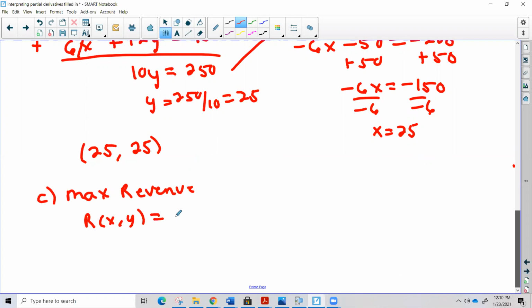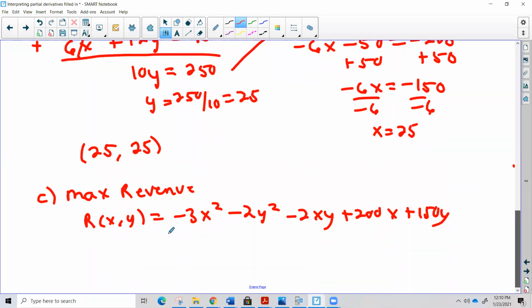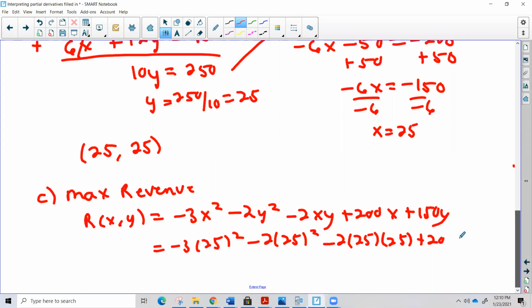Let me just write the revenue function again, and just always do the simplified one. That's probably the easiest. Okay, so everywhere I see an x, I'm going to plug in 25. Everywhere I see a y, I'm also going to plug in 25 this time. I'm just going to type it all in at one time. So you can do that as well and make sure you're getting the same answer.